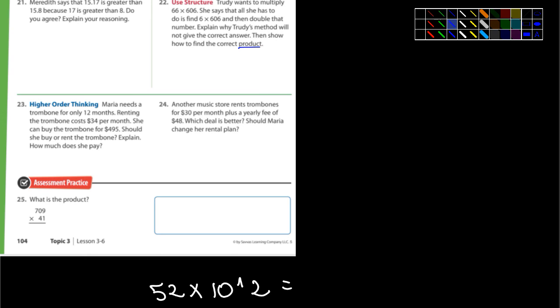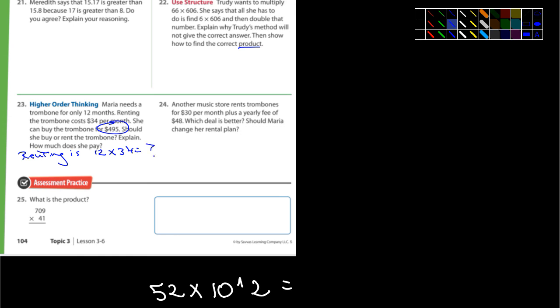They give you the cost of buying it, and then you're going to have to figure out the cost of renting. Renting is going to be 12 times 34, and that's going to equal something. So you're going to have to compare the two.